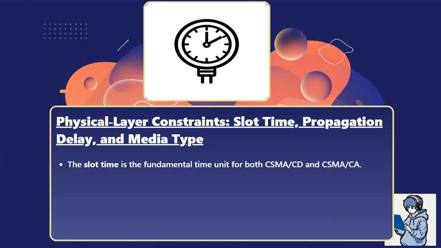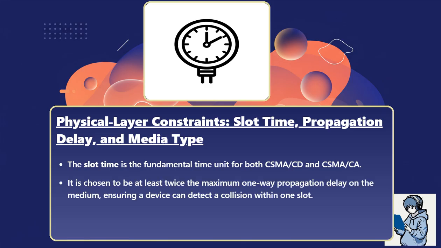The slot time is the fundamental time unit for both CSMA/CD and CSMA/CA. It is chosen to be at least twice the maximum one-way propagation delay on the medium, ensuring a device can detect a collision within one slot. For classic 10 megabits per second Ethernet, slot time equals 512 bit times equals 51.2 microseconds, approximately 2 tau.